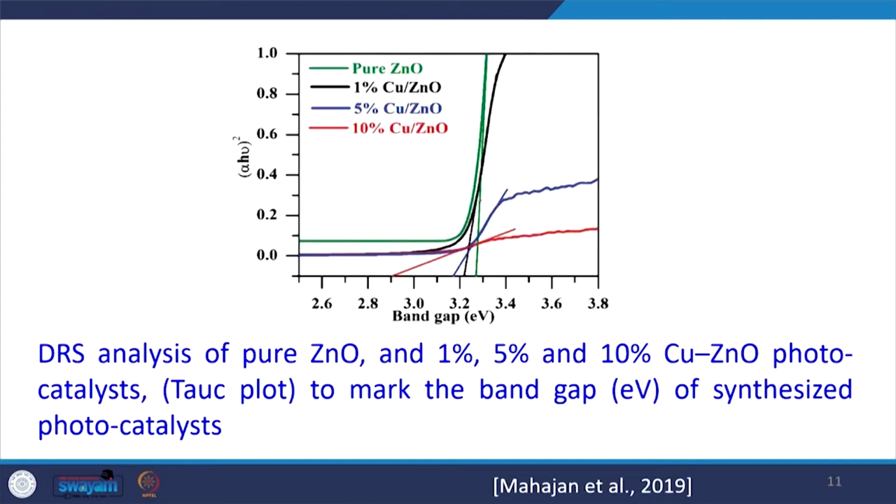Here we can see different Tauc plots for 1% and 5% copper doped zinc oxide, and these values can be used for knowing the band gap. We can see that with doping the band gap is decreasing. There is some optimum doping which will help in reducing the band gap up to a desirable value, so that the semiconductor can be used for mineralizing any compound or otherwise.